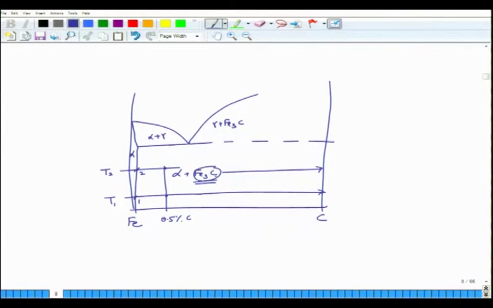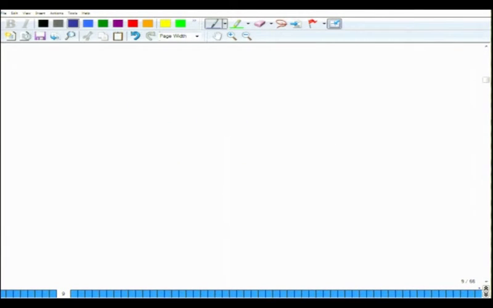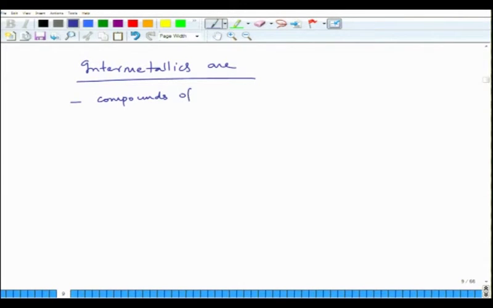Its composition cannot change because the composition is 3 iron, 1 carbon. The 3:1 ratio has to be maintained. So, this is a line compound or an intermetallic compound. Basically, intermetallics are compounds of fixed composition. Typically they do not have any variation in the composition and they are called line compounds.